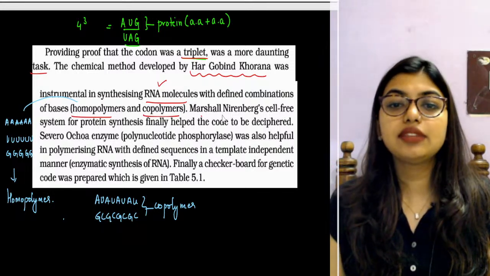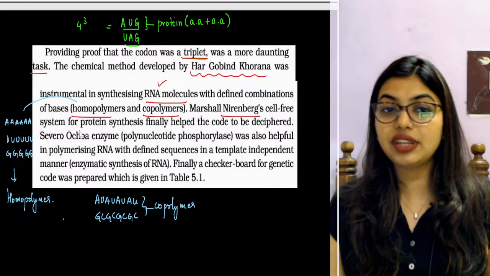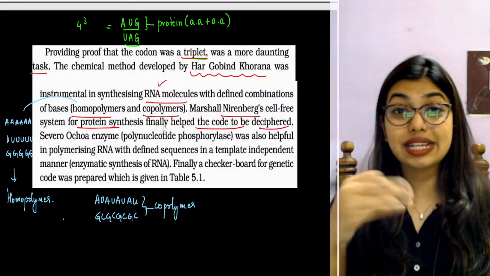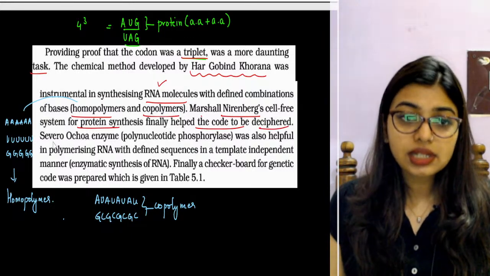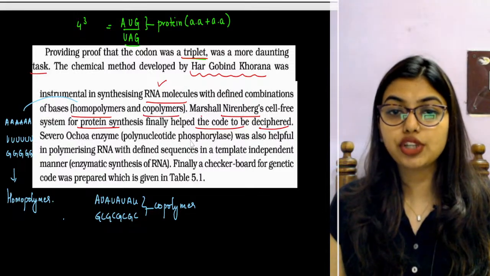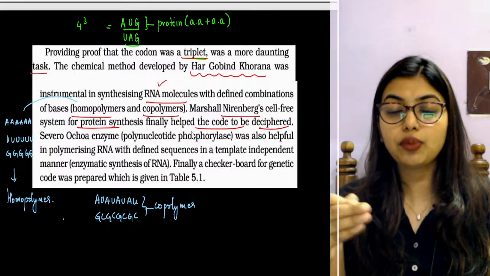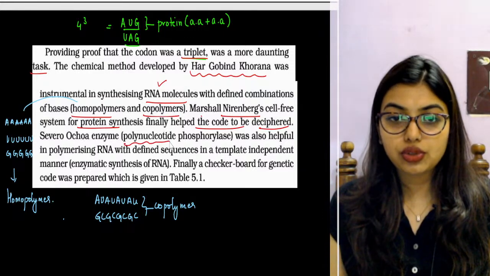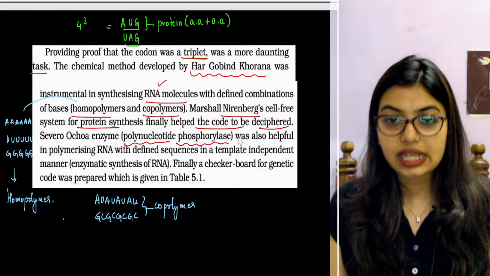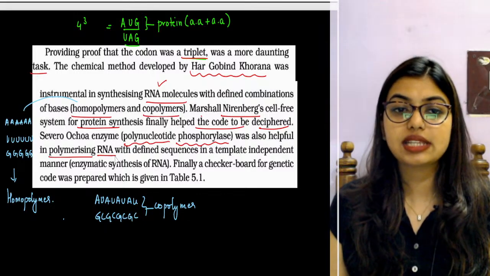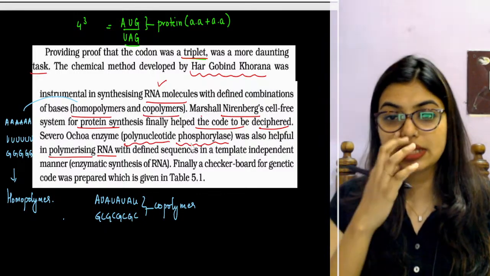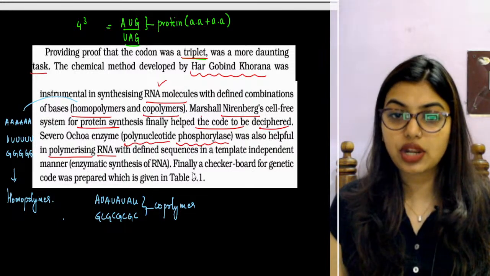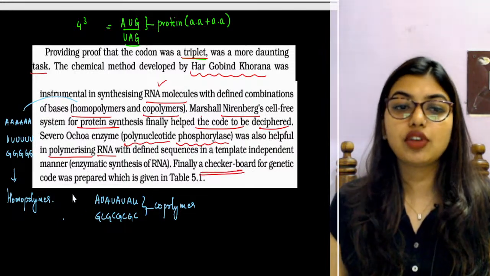Then we have Nirenberg's cell-free system for protein synthesis, which finally helped in deciphering the code. Polynucleotide phosphorylase was also helpful in polymerizing RNA with defined sequence in a template-independent manner, an enzymatic synthesis for RNA. Finally, a checkerboard for the genetic code is prepared.